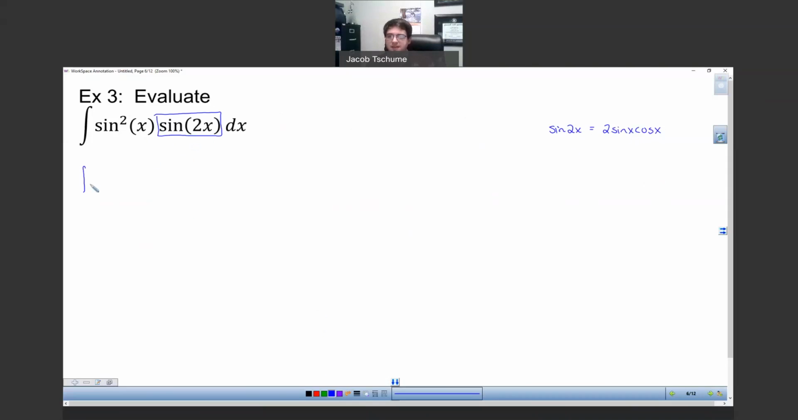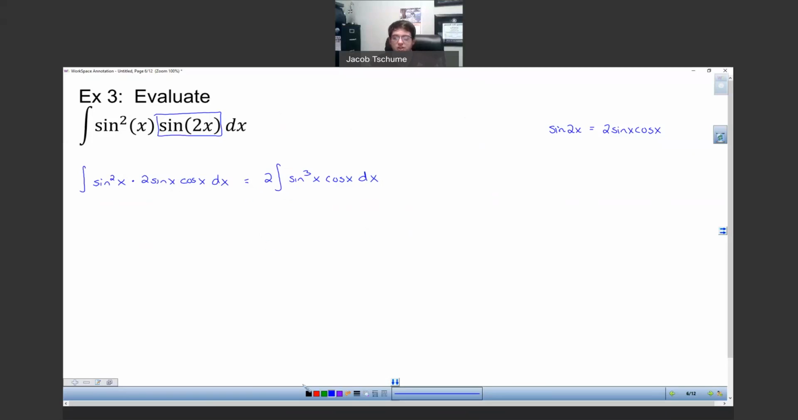So this would become the indefinite integral of sine squared x times my double angle identity, which is 2 sine x cosine x dx. Now the extra 2 that you picked up is just a constant, so you can bring that out to the front. And then you're going to have a sine cubed of x times cosine x dx. Now, both of those are technically odd, so you could break whichever one you wanted to, but as you can tell, cosine is already an isolated term.